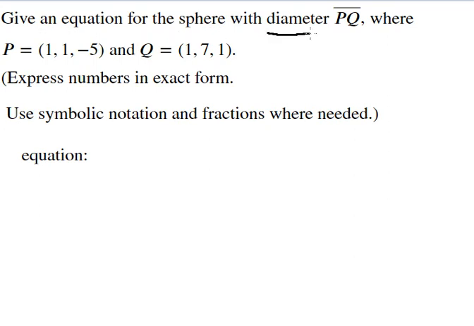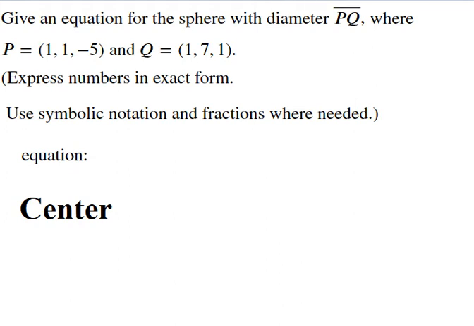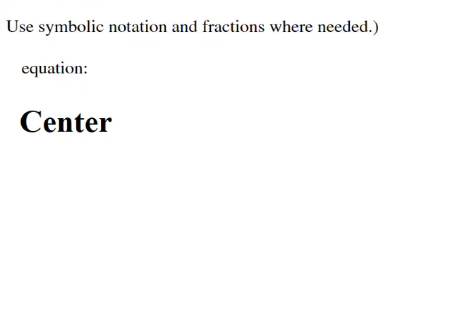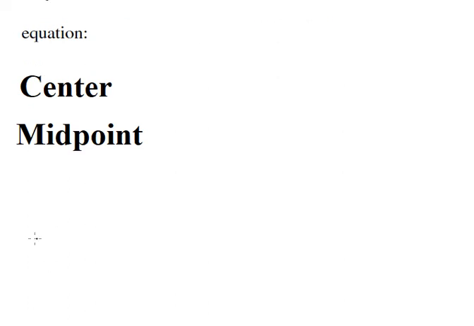We have a diameter BQ, so we have 2 points in here. Now the first thing we need to find is the center. We know that the center should be on the diameter. To do this, we can use the midpoint. So we can find C in here.